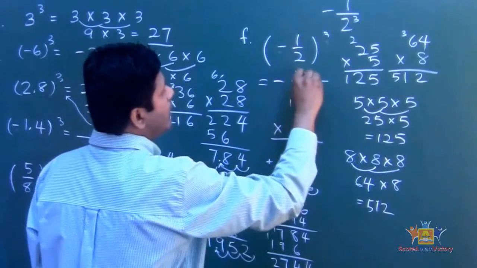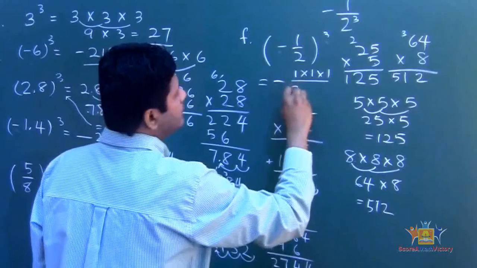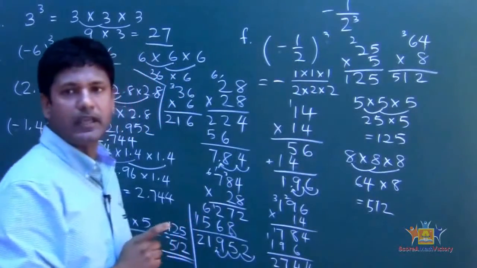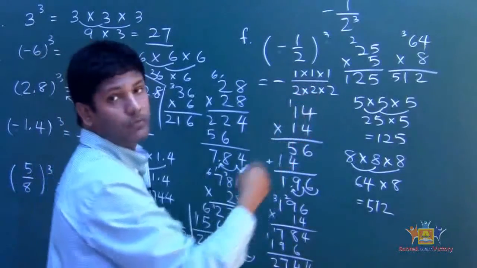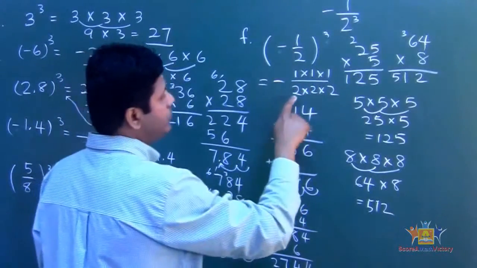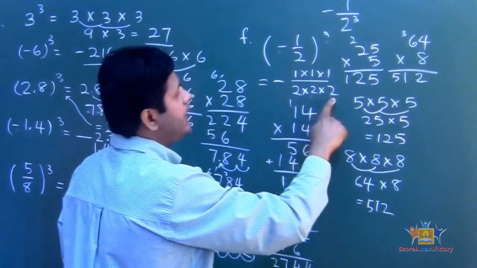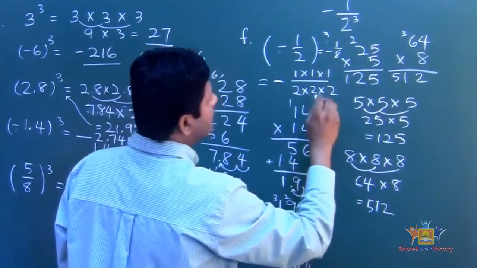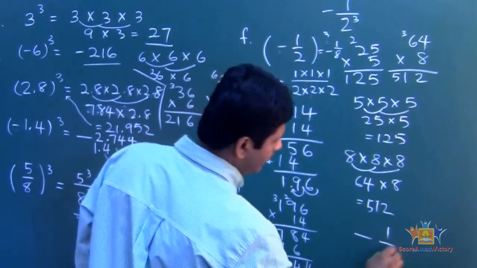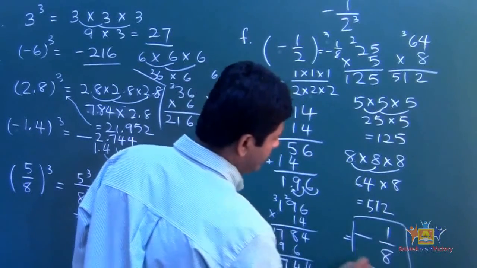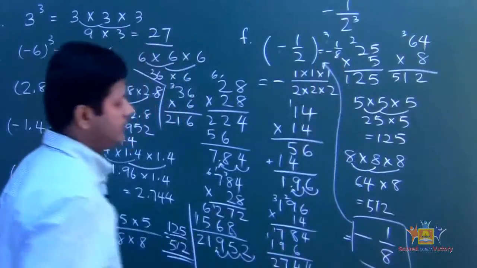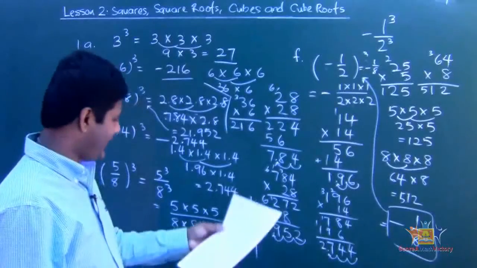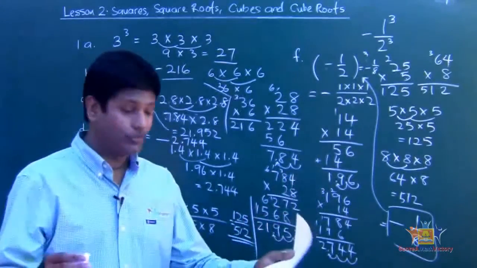Okay, so negative 1 times 1 times 1. This is 2 times 2 times 2. Okay, so I'm repeating that 3 times. See that? So 1 times 1 times 1 is always what? 1. Very good. And then 2 times 2 is 4. 4 times 2 is 8. So it becomes negative 1 over 8. Alright, let's write down here. Okay, so it'll be negative 1 over 8. That's the answer for that one. Okay, see that? Pretty easy, isn't it? Very straightforward. Okay, good.